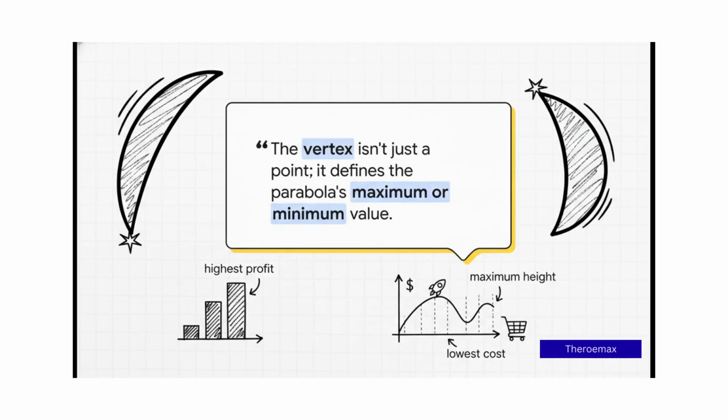I really love this because it gets right to the core of why this stuff matters. The vertex isn't just another coordinate. It's the heart of the parabola. In the real world, this point could represent the lowest possible cost for a company, the highest possible profit, or the maximum height of a launched rocket. It's the point of optimization, which is what so much of science and business is all about.